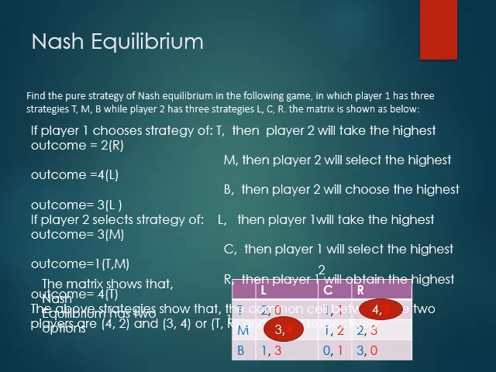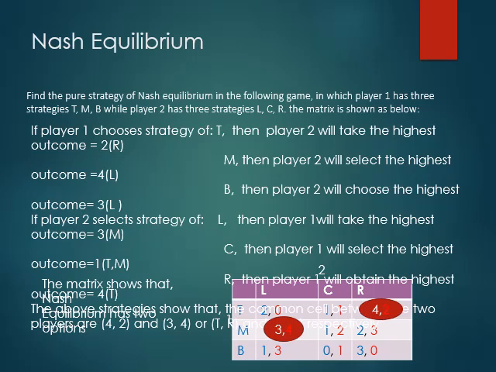If player 2 chooses C strategy, then player 1 will look for the highest outcome, equal M and T. If player 2 selects R strategy, in R strategy, player 1 can select either 4, 2 or 3, but the best outcome is 4.